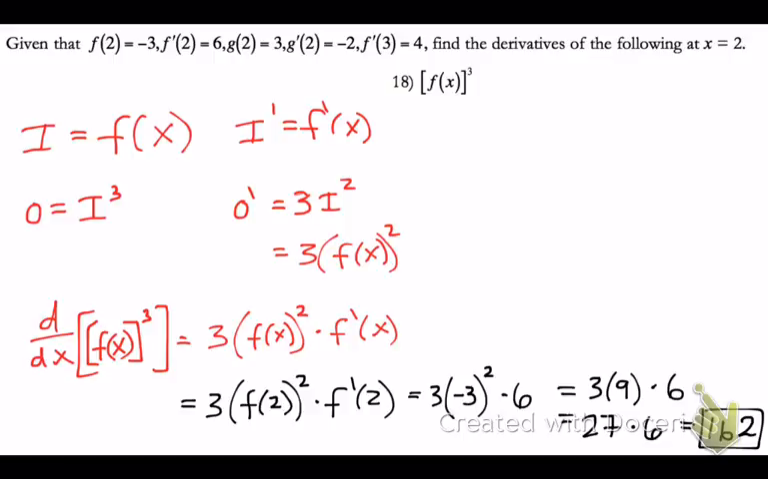Here's the answer. So the inside function is f of x, the outside function is I cubed. Take the derivative, and multiply them together. F of 2 is equal to negative 3. F prime of 2 is equal to 6. So negative 3 squared is 9. Times 3 is 27, and 27 times 6 is 162.